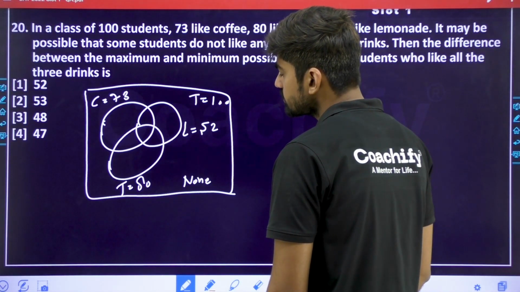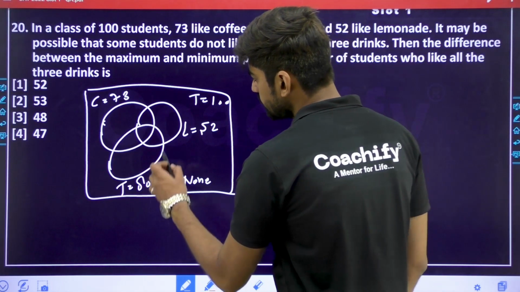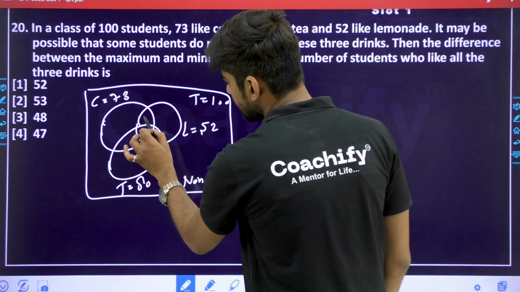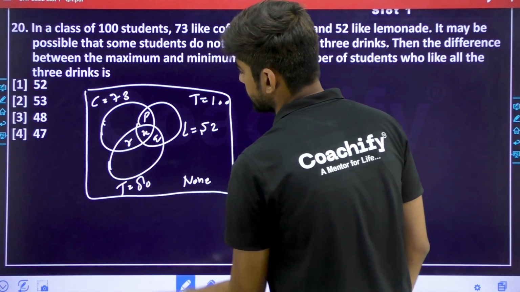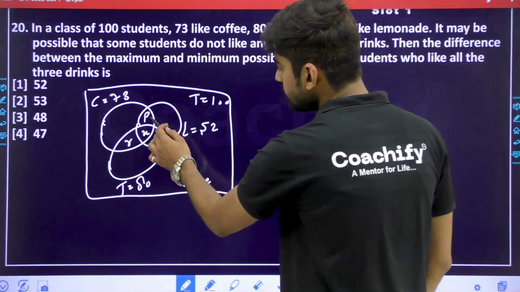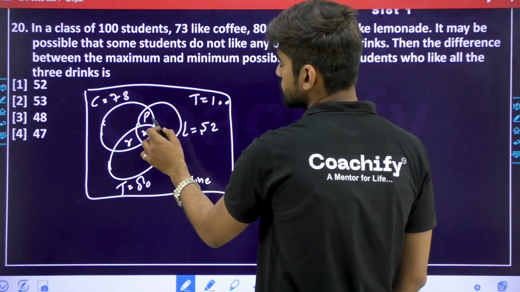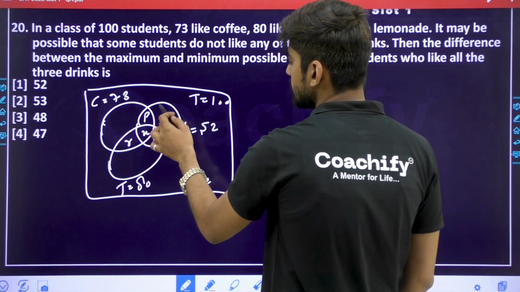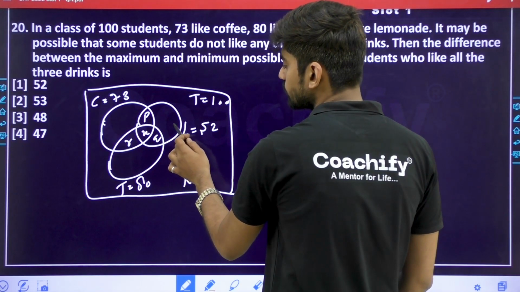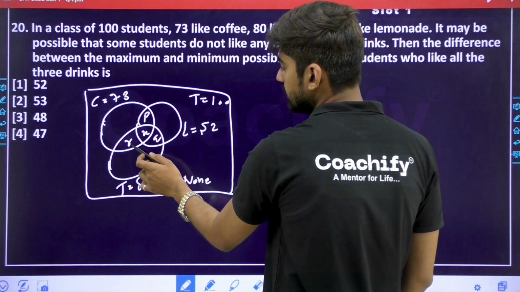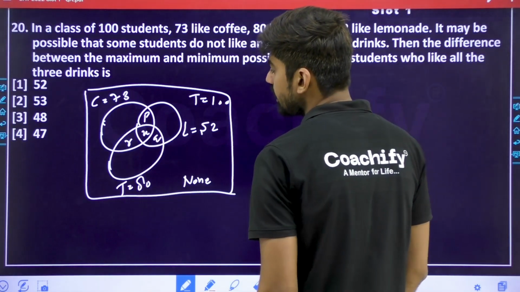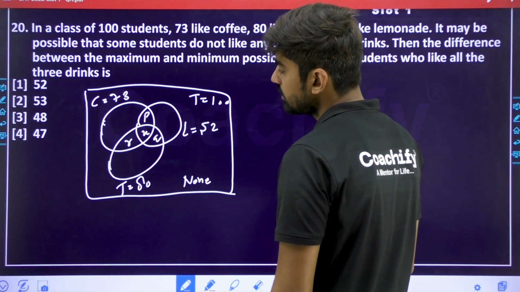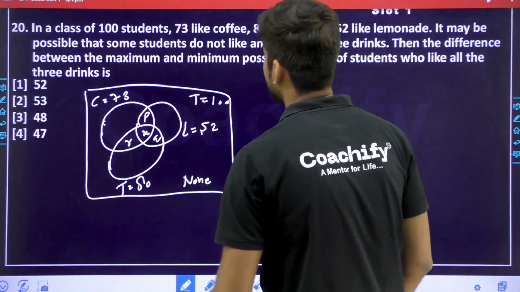So if we observe this closely, what we can do here is, let's write it down as P, let's take it Q and let's take it R, and this is X. So what is P? The number of students which is common between coffee lovers as well as lemonade lovers. Q, which is common between lemonade and tea. R, which is common between coffee and tea. What is X? X is the number of students who like all the three drinks.